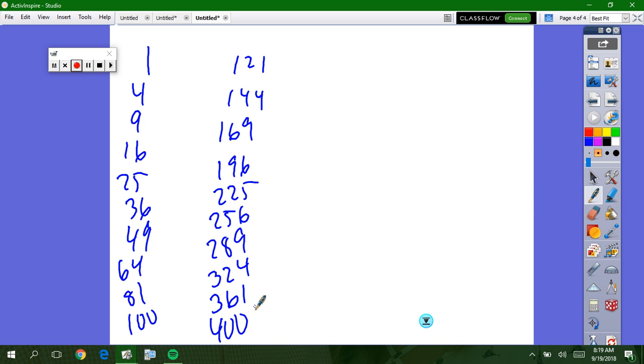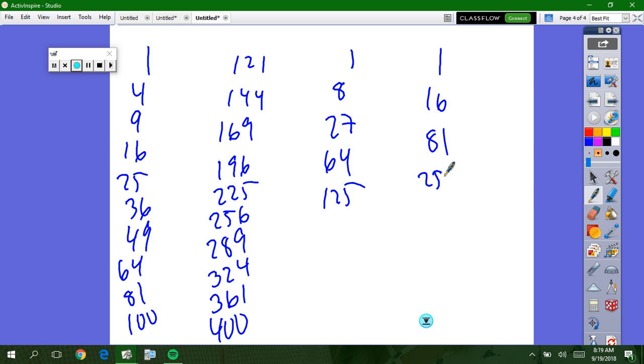How about the cubes? I really don't go too far with my cubes, but what are my cubes? 1, 8, 27, 64, 125. That's usually about as high as I go with my cube. Okay. Fourths, how about fourths? 1, 16, 81, 256. Those are about as far as I go on my fourth. Okay, but just knowing these helps you be quicker, doesn't it? You have to know, but it does help you become quicker at doing these items.